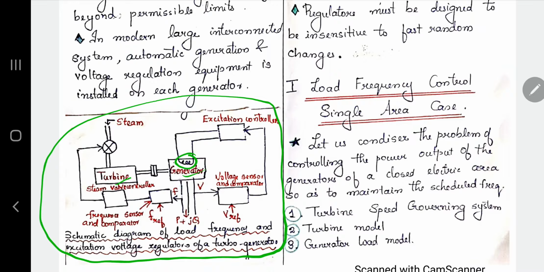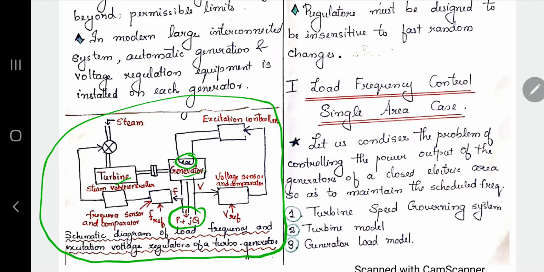Now what is done is we are taking two feedbacks. One is the frequency feedback and the other one is the voltage feedback. The total power which is given by the generator is P plus jQ, and the load voltage and load frequency are noted. So what is done? Let us go through the first one, that is frequency.